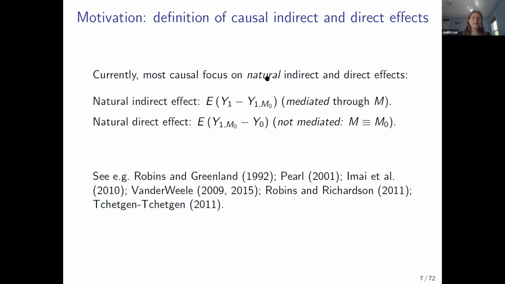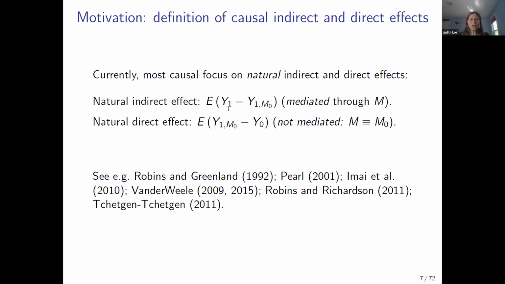That being said, if the mediator can be set to its value without treatment, there is a very elegant way to define indirect and direct effects. Those are called the natural indirect effects and the natural direct effects. The natural indirect effects, let's look at this difference. It's the difference between two counterfactual outcomes, and typically we look at the average natural indirect effect.